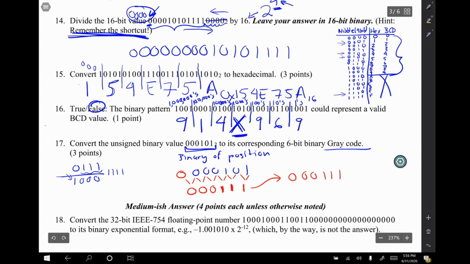000111. Now, please understand, when I say the 5th position, that is based on an understanding that we're starting at the 0th position. In our next video, we're going to start with the medium-ish answers, a little bit more complicated than the ones we've been working up to now.